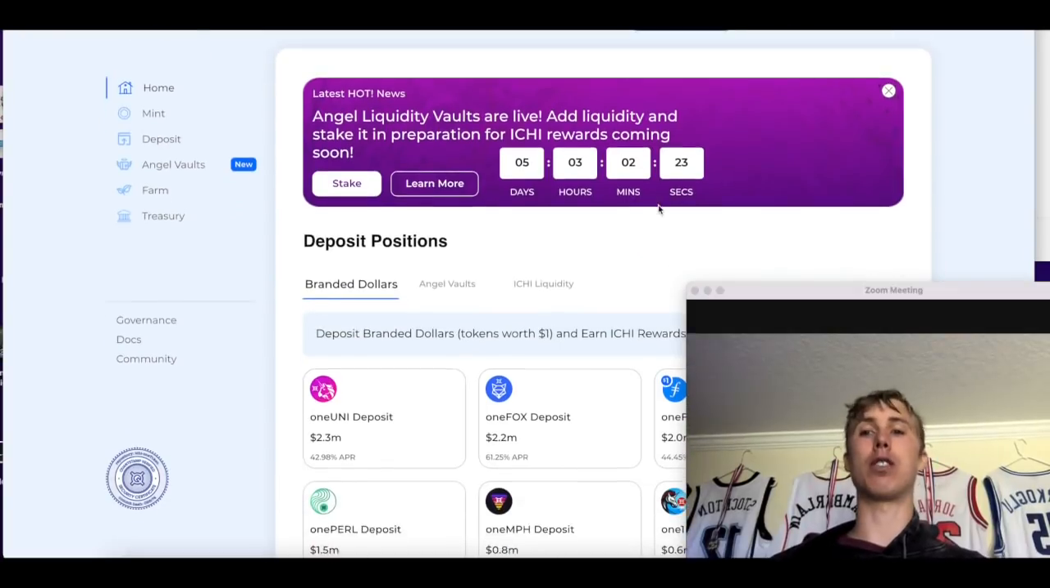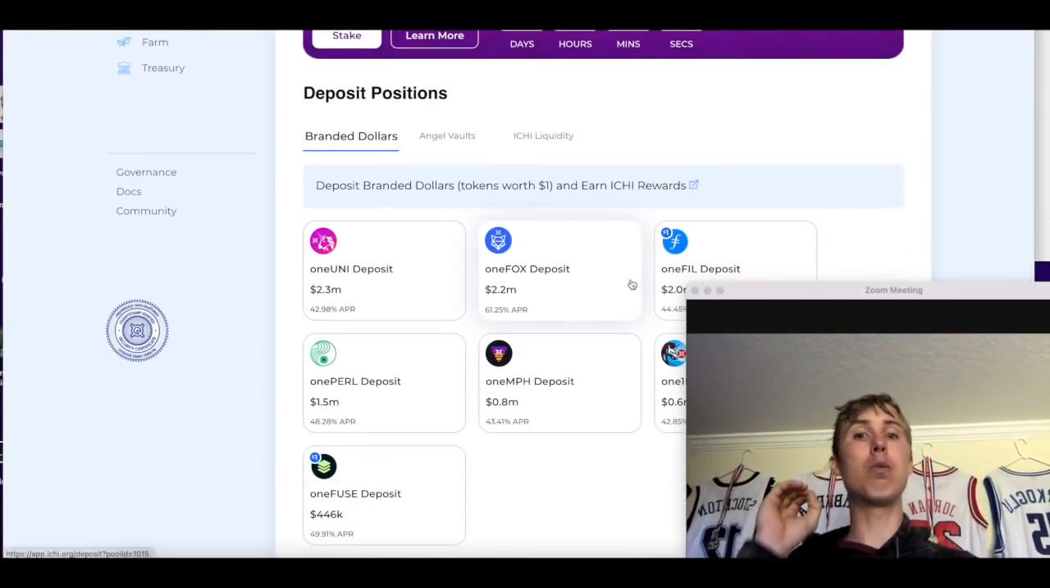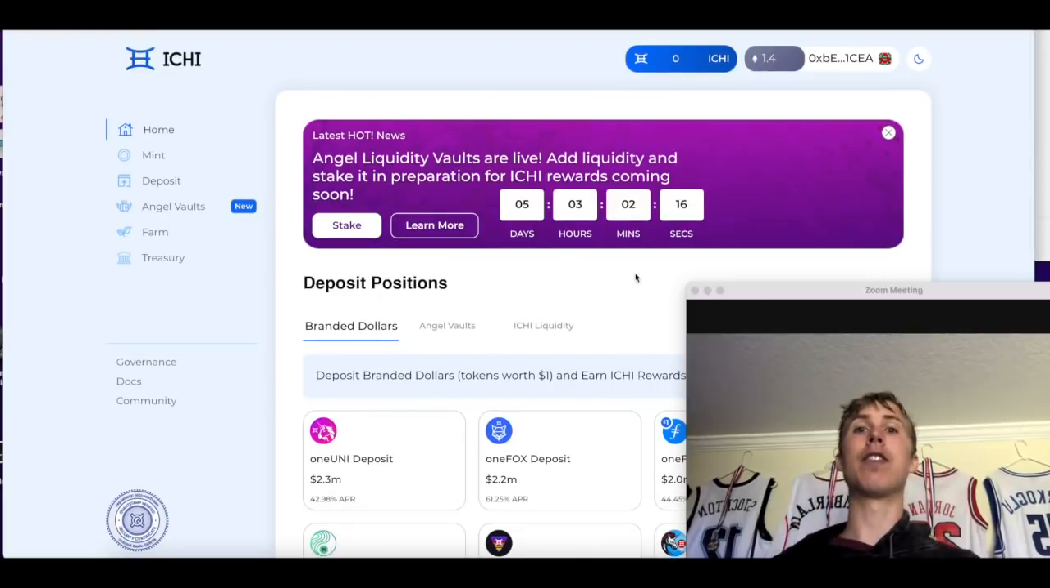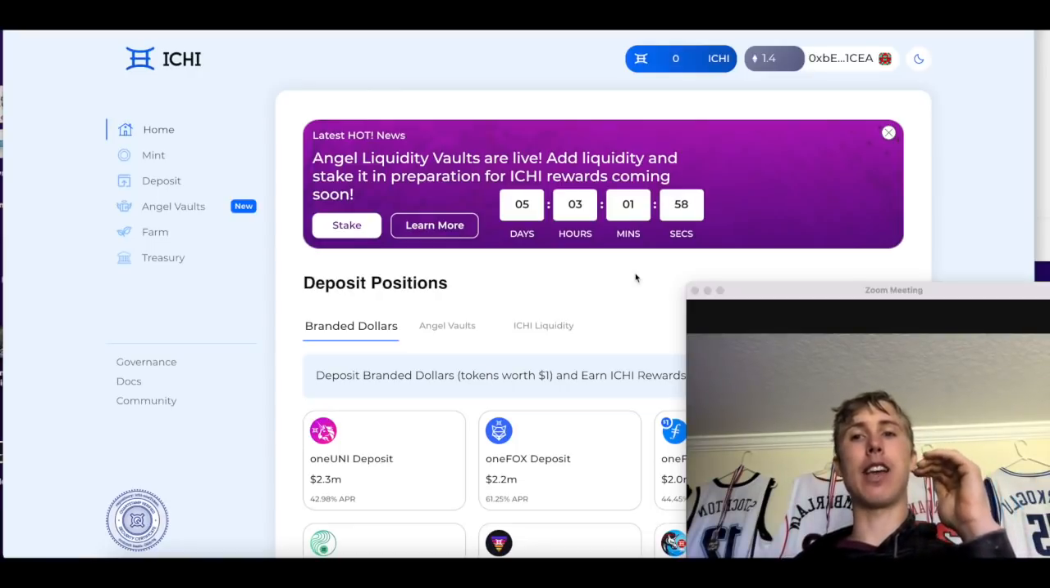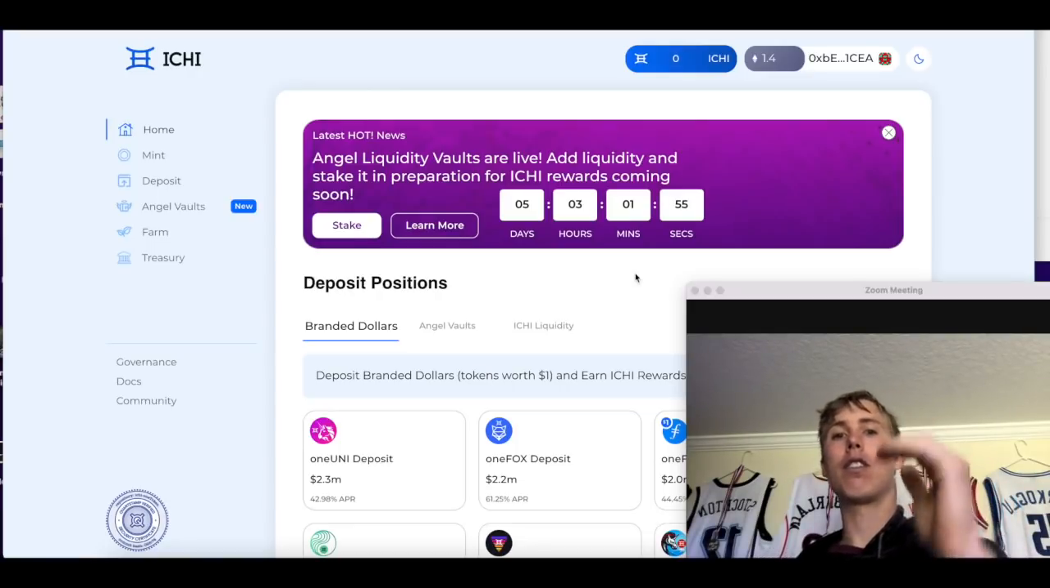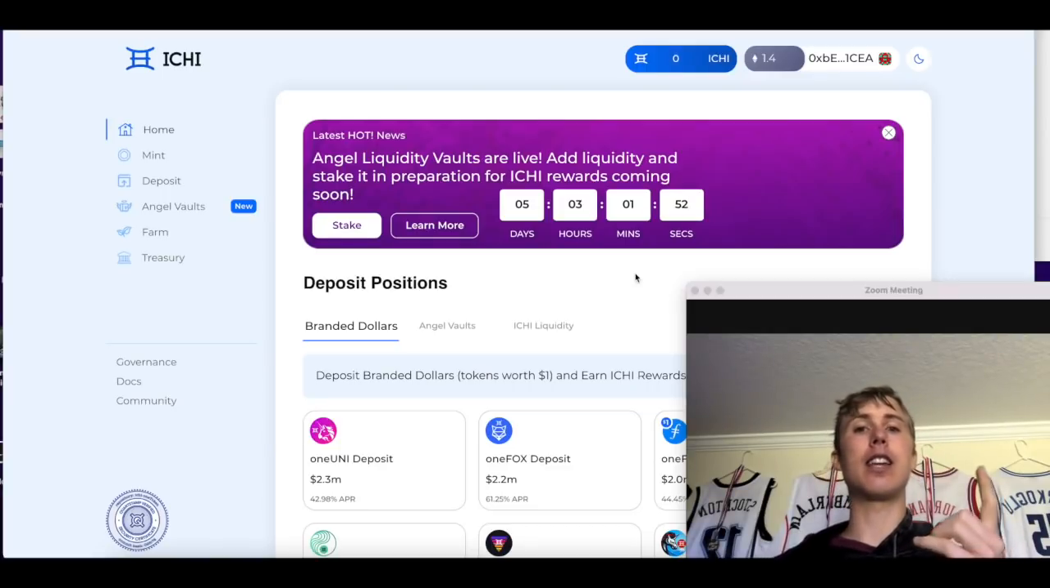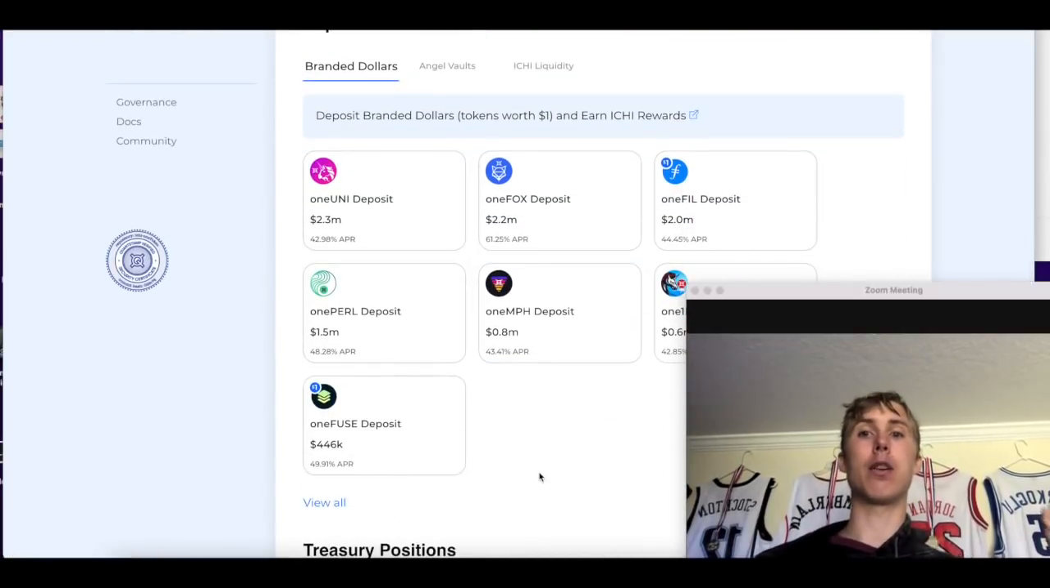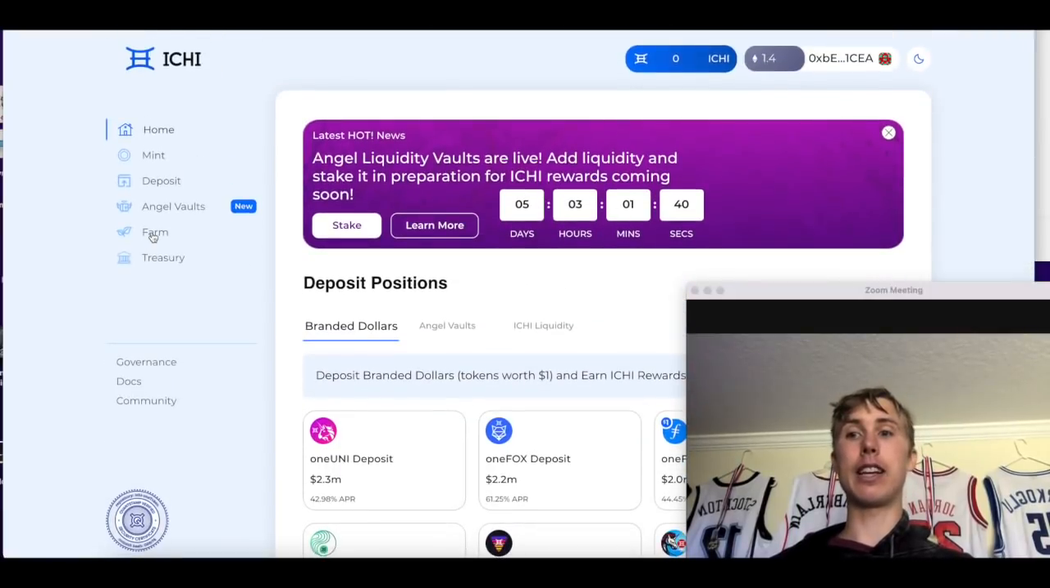Now, another thing I want to mention is they launched this. This is the One Fox token. This is on Ichi. So basically what Ichi does is it allows you to make your own stablecoin for your quote unquote token. So in order to mint One Fox, you would have to deposit a portion of USDC and a portion of Fox. Now what's interesting about this is this takes more Fox tokens off the market. Now these are quote unquote stablecoins. They're deposit-branded dollars.